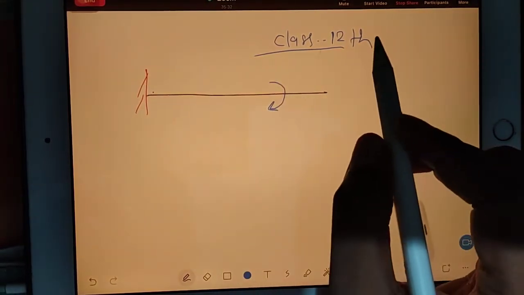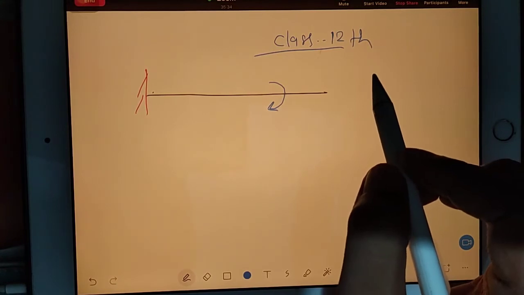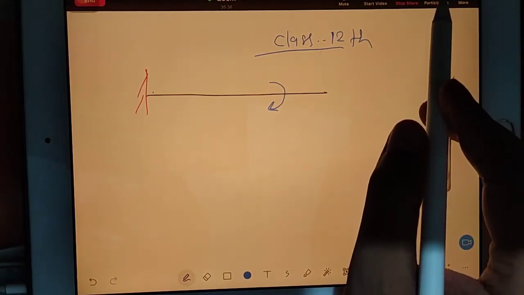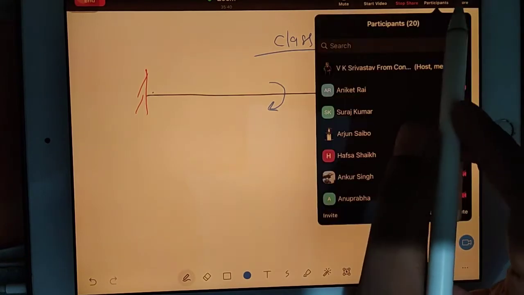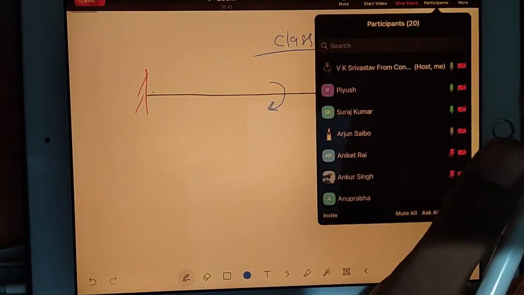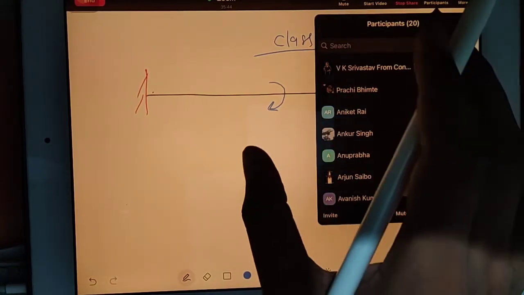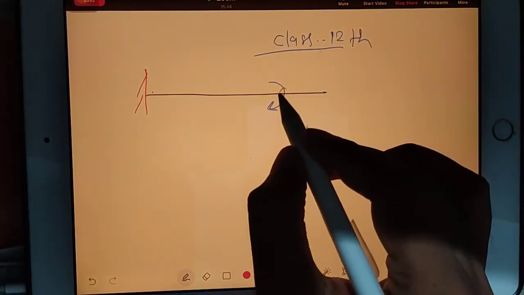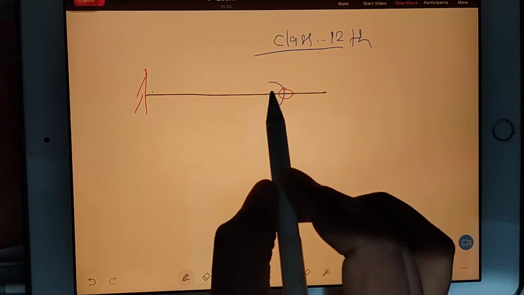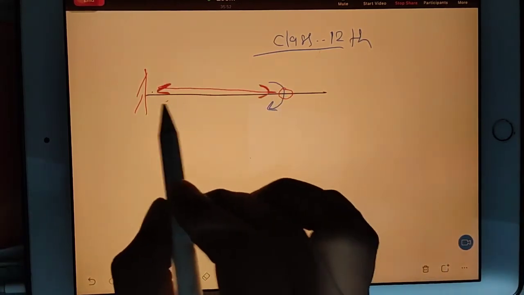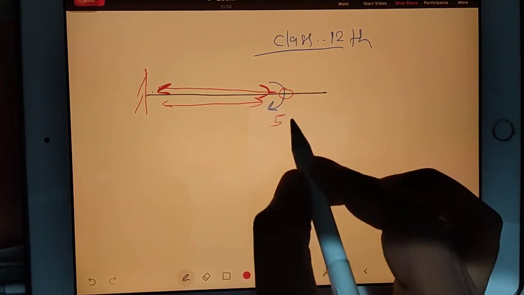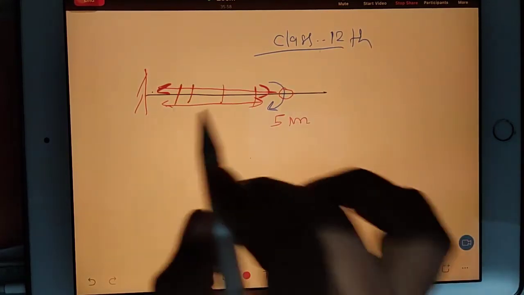First of all, tell me what is the name of this loading. Concentrated moment. And whenever you have a concentrated moment, the moment will be the same everywhere. If this moment is 5 Newton meter, everywhere you will get 5 Newton meter.